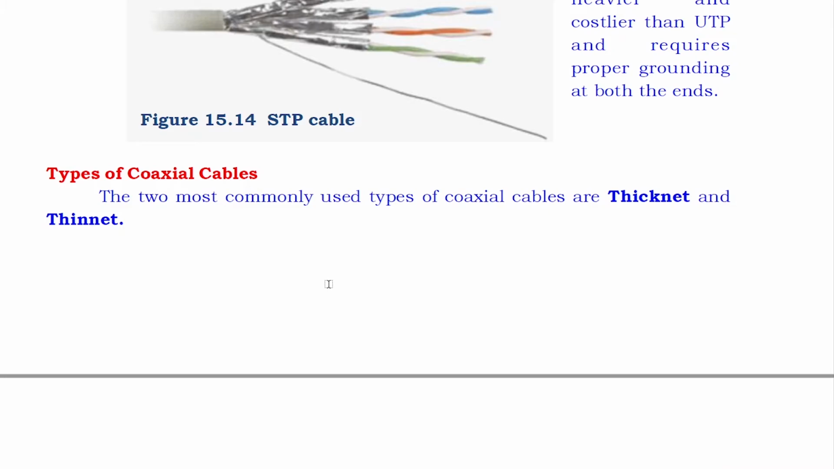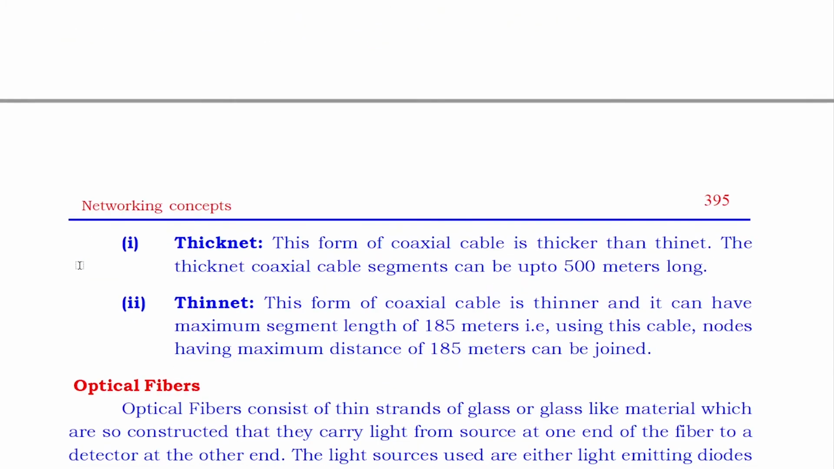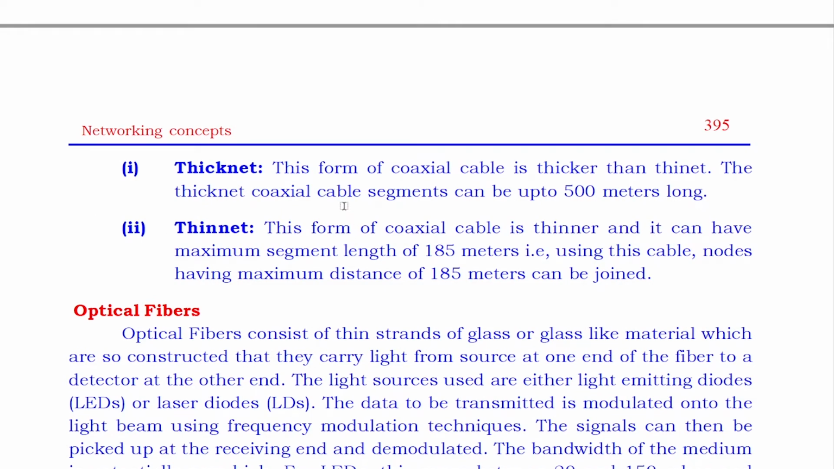That is what we call coaxial cable. And there are two types, thick net and thin net. Thick net, this form of coaxial cable, is thicker than the thin net. The thick net coaxial cable segment can go up to 500 meters long. Obviously, thicker than the thin net, and it can go up to 500 meters long.